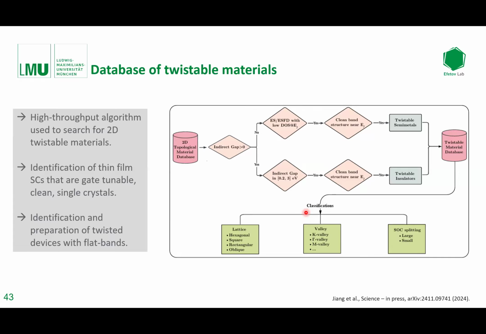Their database involved filters such as, can you exfoliate this material? Is the gap of this material small enough that you can actually apply gating and so on? They screened the literature for whether those materials have already been extracted. All of this went into the search. Then they identified thin films that are in particular suitable for superconductivity and so on. They classified them into hexagonal, square, and rectangular lattices, with K, gamma, and M values.